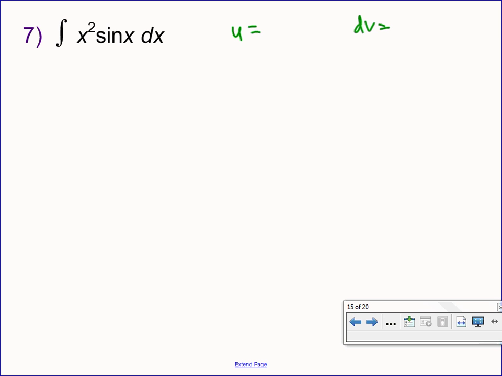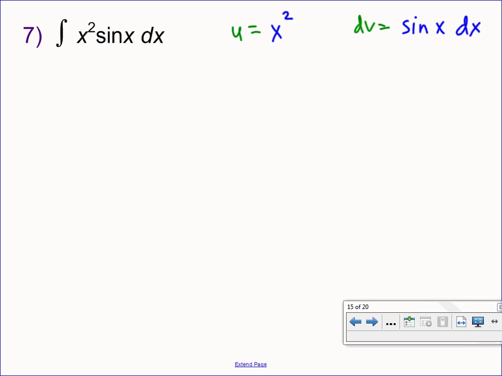Based on our current integrand, what would you select u to be? Go ahead and tell the class when I call on you. Sydney? Sine of x dx. And for you? LIATE. Oh, x squared, algebraic. Yes, algebraic is one rung on my priority ladder above T for trigonometric. So yes, I'm going to choose x squared, and dv then would be my sine of x dx.